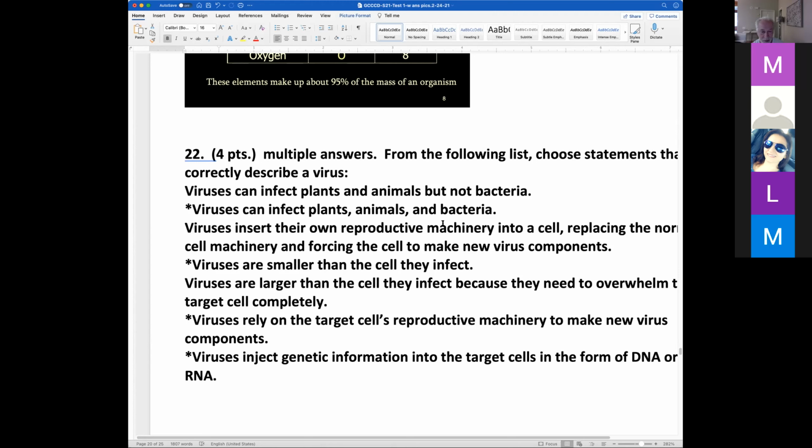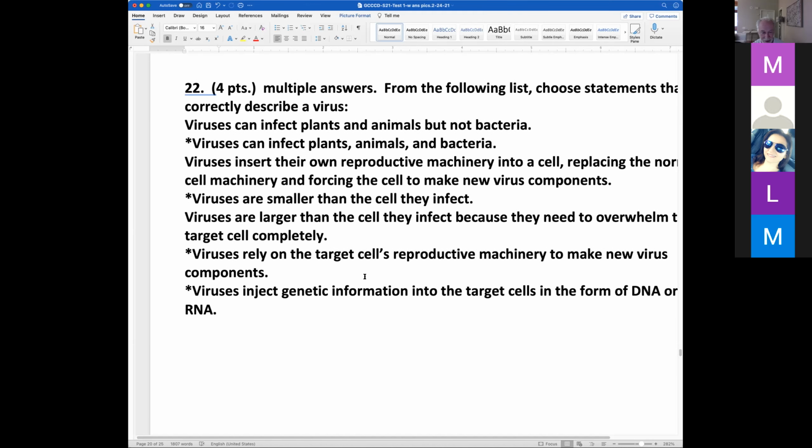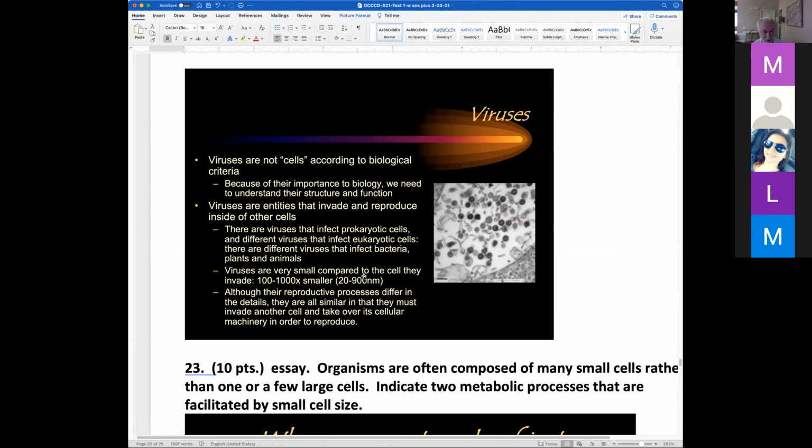Viruses insert their own reproductive machinery into a cell. That's not true because viruses rely on the cell's reproductive machinery. They inject genetic information into the target cells in the form of DNA and RNA, which programs the target cell's machinery to make new viruses. And viruses are smaller than the cell they infect. They can't be larger. So those are the answers to those questions.